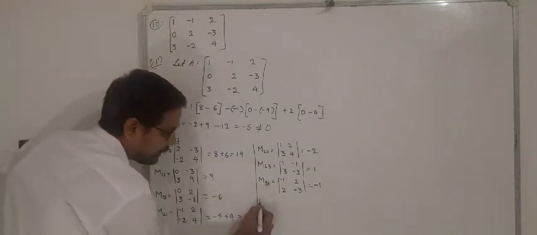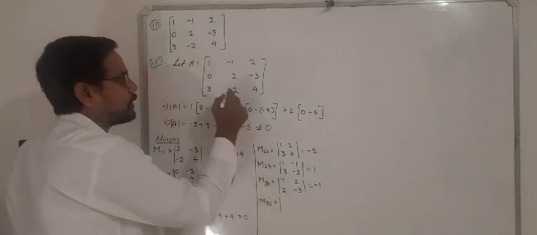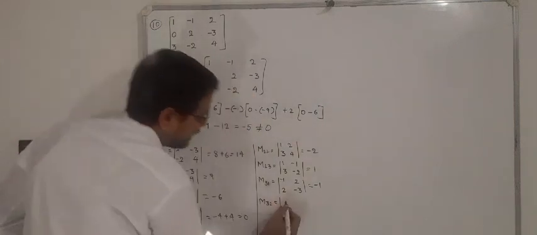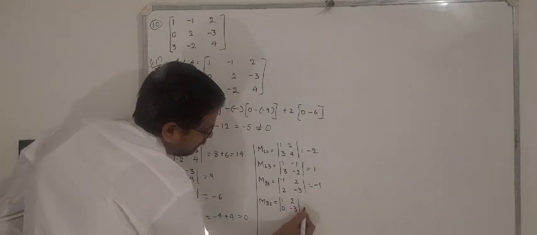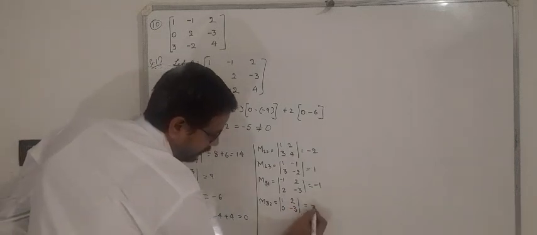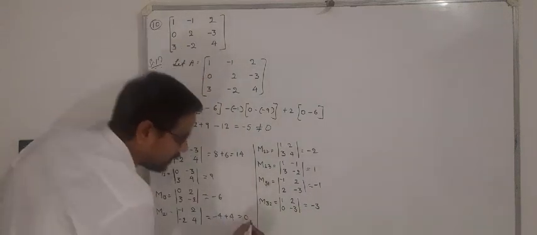Next, m32. m32 is this one. 1, 2, 0, minus 3. So this is minus 3, right? So we got the value of m32.